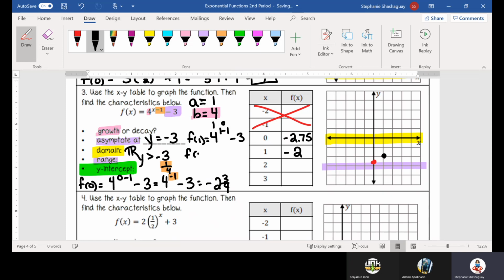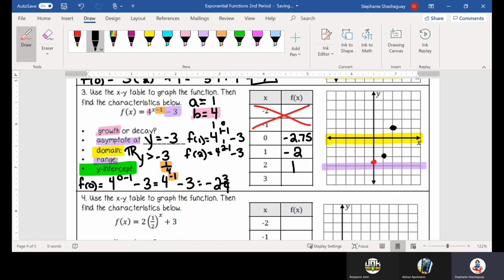Then I'm going to find f of 2, and that's going to equal 4 to the 2 minus 1 power minus 3. Well, 2 minus 1 is 1. 4 to the power of 1 is just 4, minus 3 is 1. Positive 1. So at 2, I'm at positive 1 all the way up here.